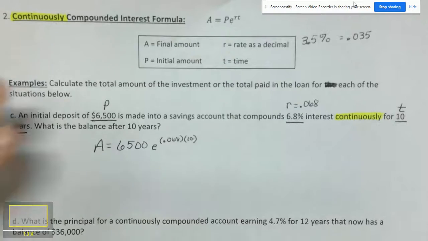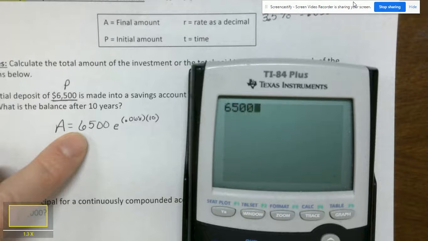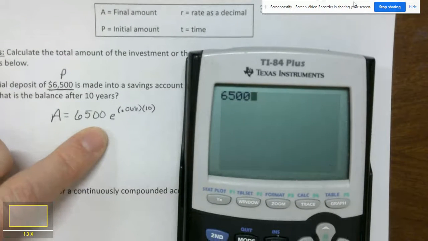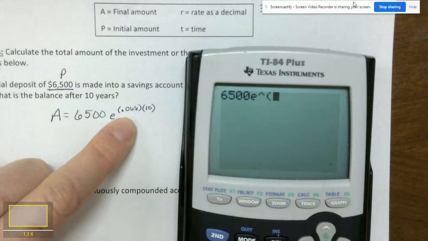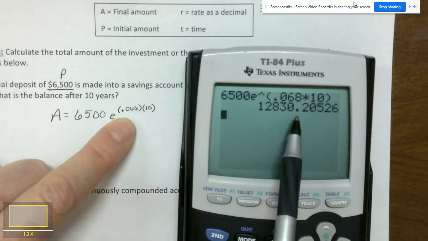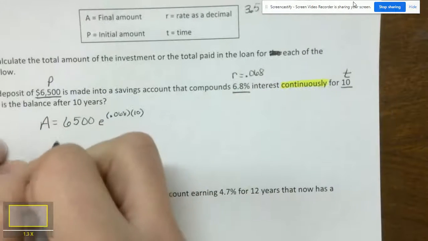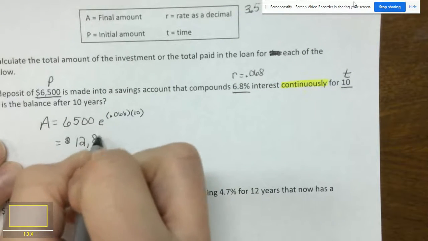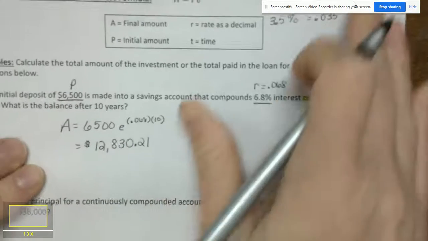Okay? Now, this becomes a calculator problem now. So I'm going to type in 6,500, and then you're going to have to find your E on your calculator. On my calculator, it's right here. So it looks like this, an E, raised to, and then I'm going to open parenthesis to put in what I'm raising it to, 0.068 times 10. Okay, I get $12,830, and that'll be 21 cents since that's a 5. So this is going to be $12,830 and 21 cents. Okay, let's look at another example.